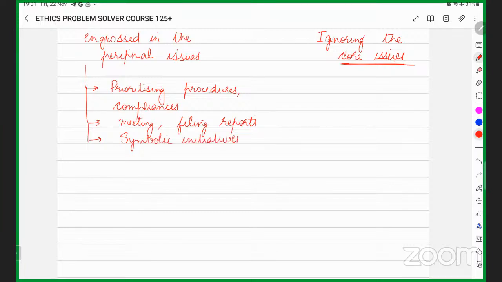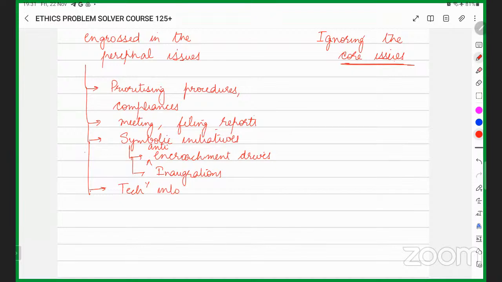That is, at times they go for certain encroachment drives, anti-encroachment drives, or certain inaugurations, or they could be busy in how to integrate technology into administration. Now, these are the peripheral issues in which they are engaging themselves, while at the same time they are ignoring the core issues. What are the core issues?